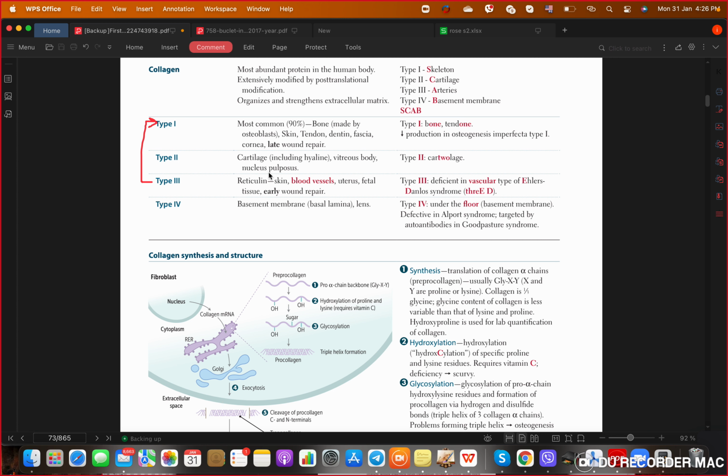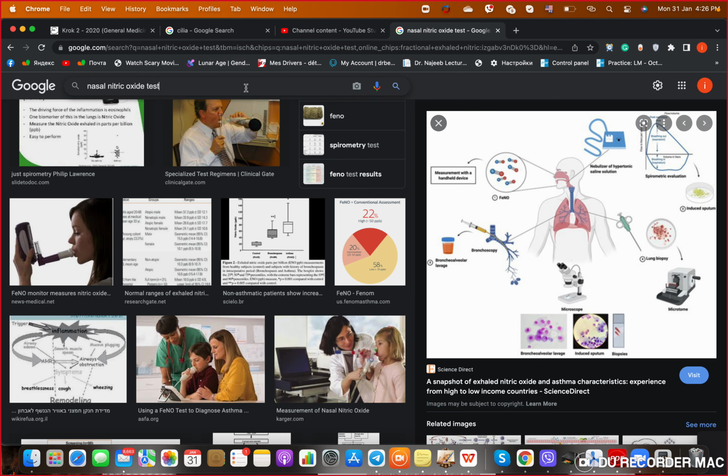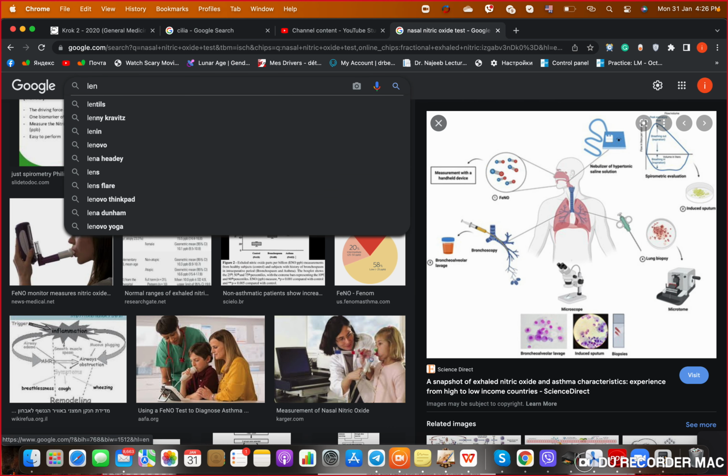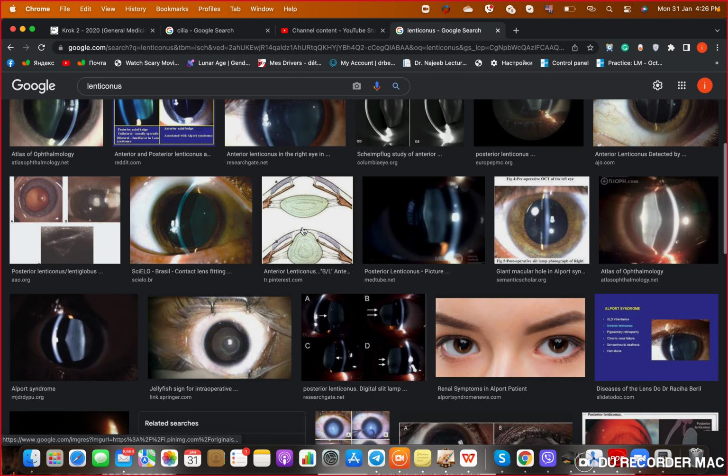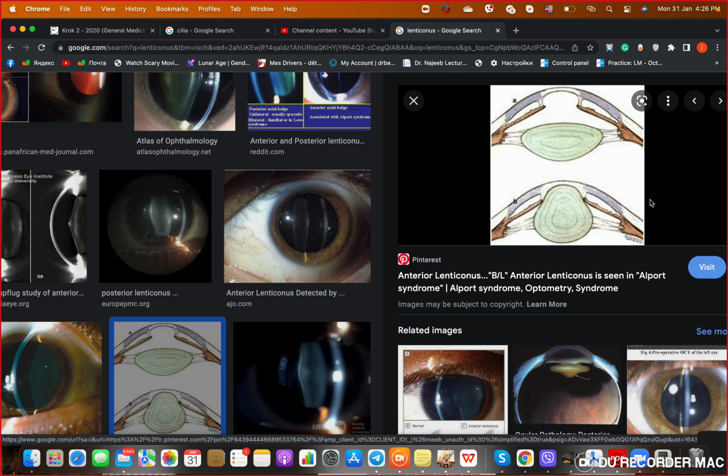Do you remember Alport syndrome? Yeah, Doc. Alport's. Do you remember the lenticonus? It was in Alport syndrome. They had a defect in type 4 collagen, and the lens is made out of type 4 collagen. So its structure is going to become weaker, and it will kind of herniate. Okay, Doc. Makes sense?